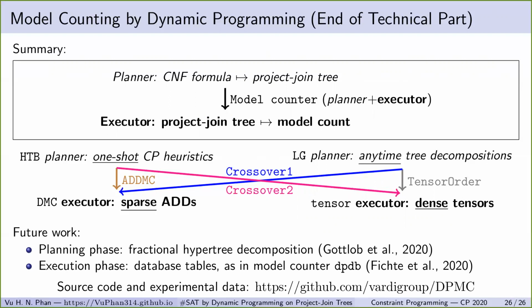For future work, we plan to add to the planning phase fractional hypertree decomposition. For the execution phase, we plan to use database tables as in the model counter DPDB. Once again, the code and experimental data are available on our public GitHub repository.